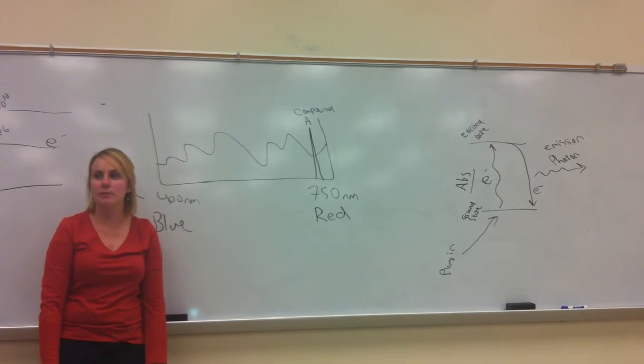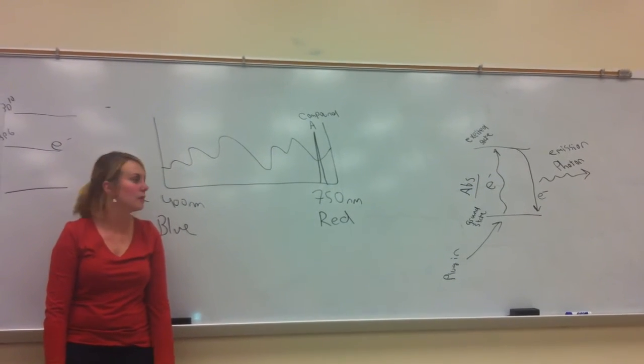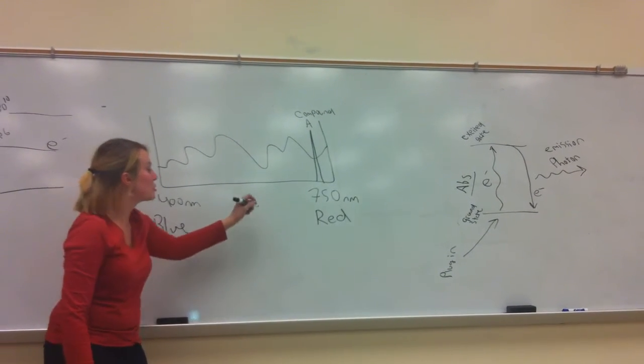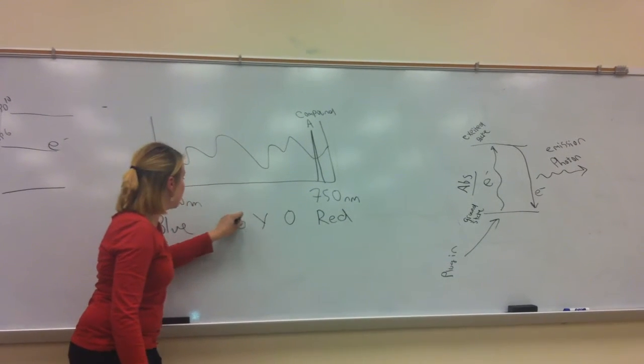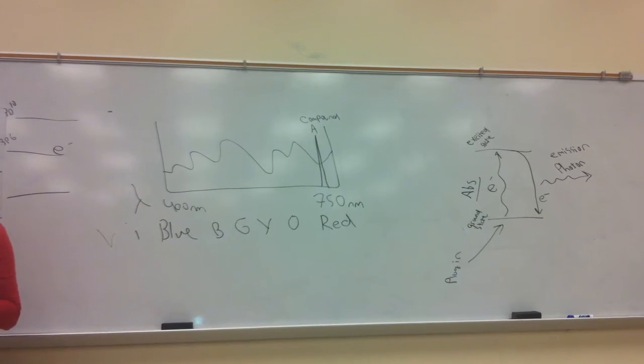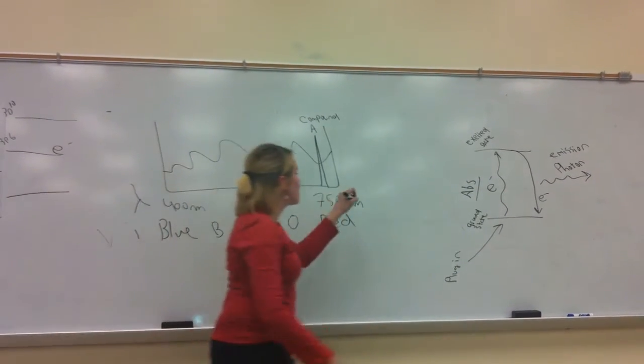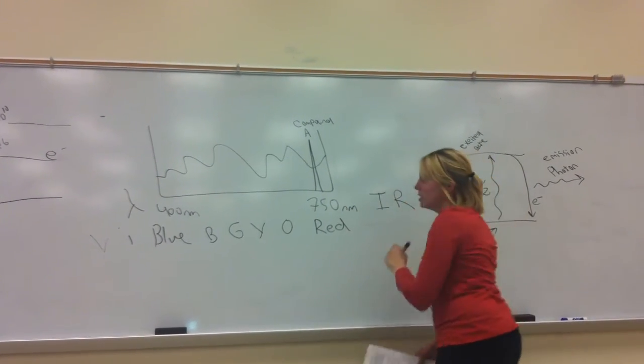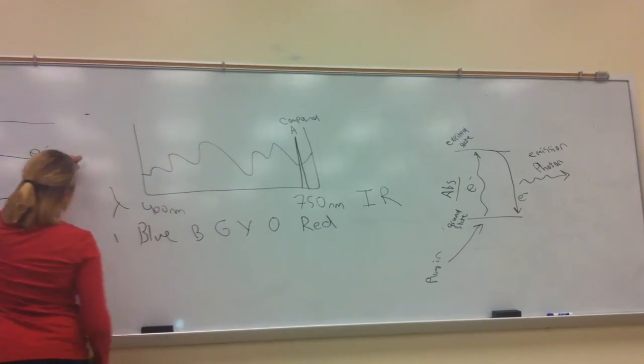Everyone good on exam 1 stuff? Color range? Yeah. Oh, so it's just ROY G BIV, backwards. Yeah. And so if you don't remember, this is IR, this is infrared. Red is near infrared, and over here is UV.